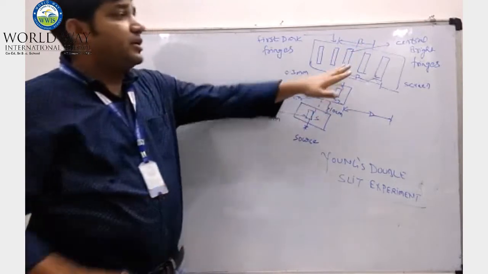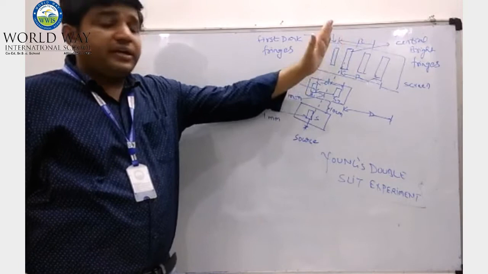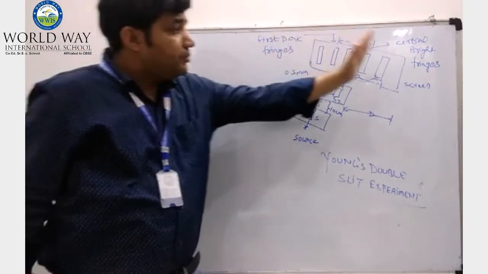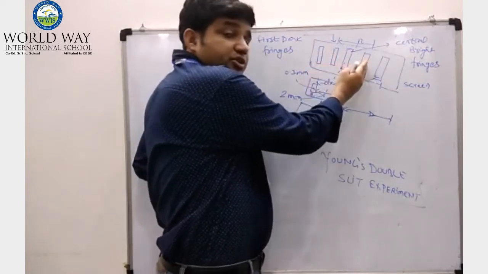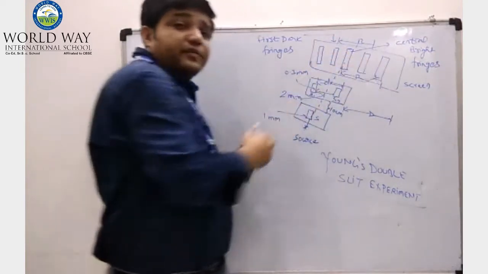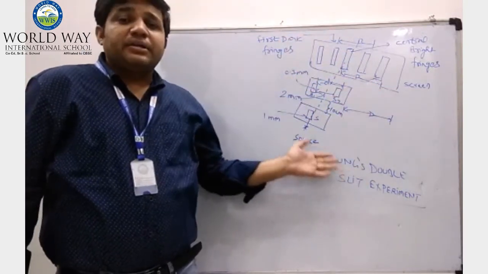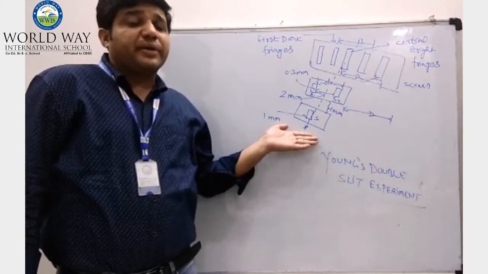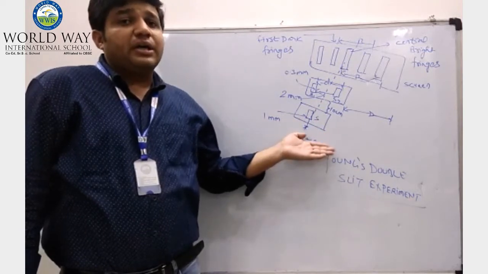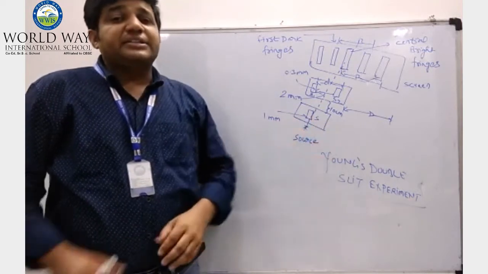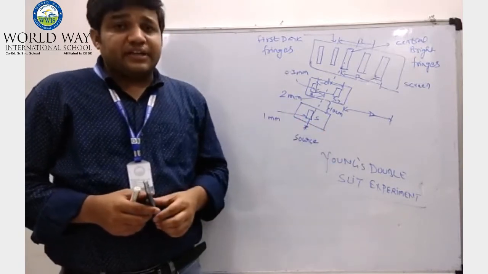This is the central bright fringe, and on the basis of the central bright fringe, there are alternate bright and dark fringes in both directions. The distance from a bright fringe to the consecutive bright fringe, or dark fringe to dark fringe, is beta. This is a simple setup. Young's double slit experiment proves that intensity is directly proportional to the amplitude square, and there are two basic types of interference: first is constructive interference and second is destructive interference.